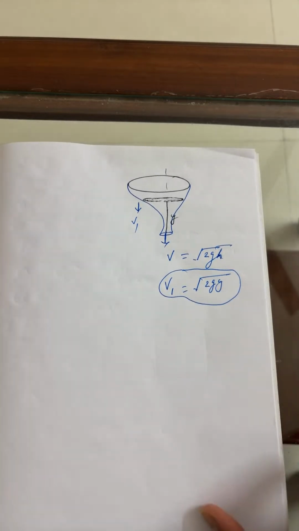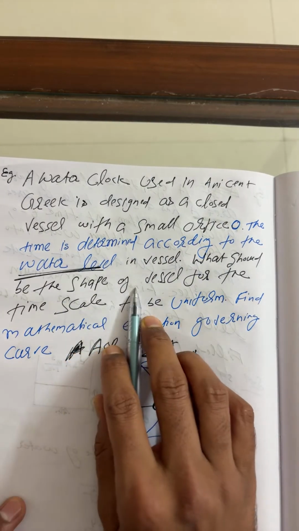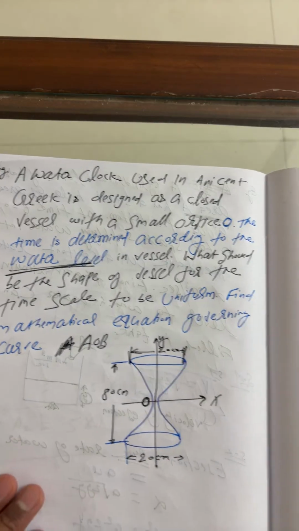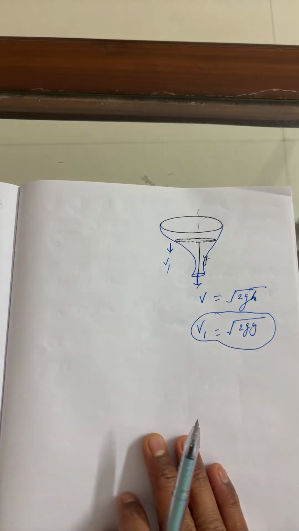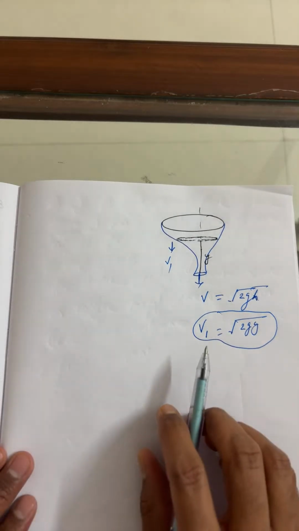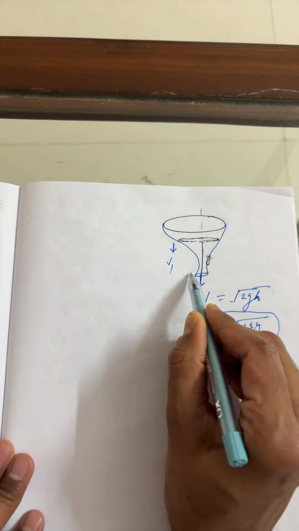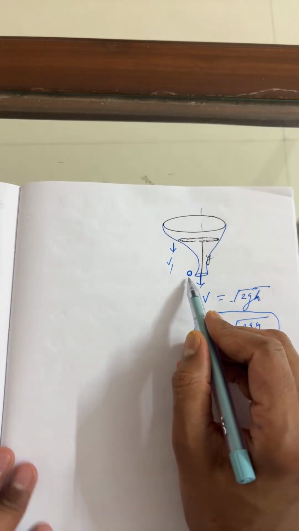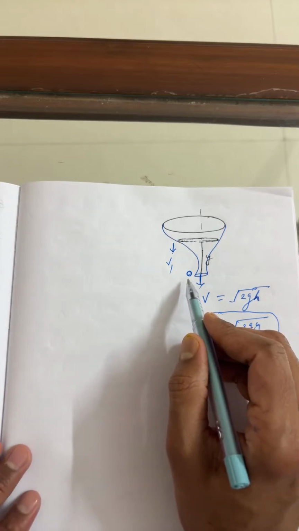Now what is in the question here? Have a look at the question once. The water level in the vessel should fall at a uniform rate. What should be the shape of the vessel for this? Shape means they definitely want to know the equation. Let's do one thing here: this is point O, the orifice, and take its area as A.